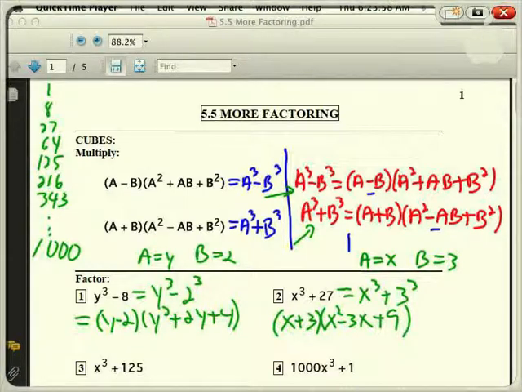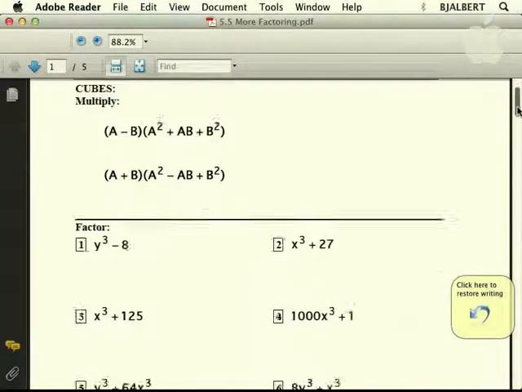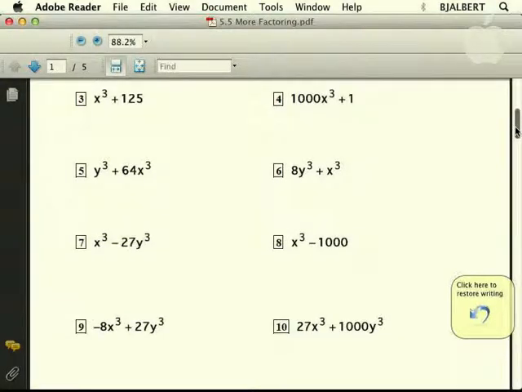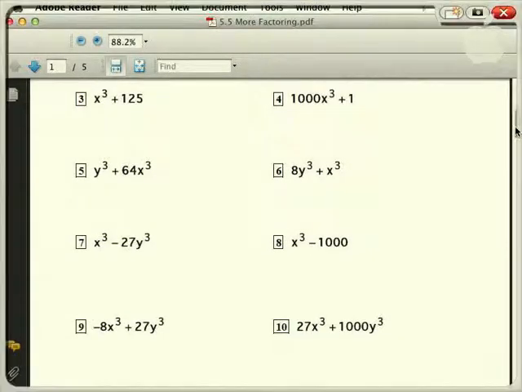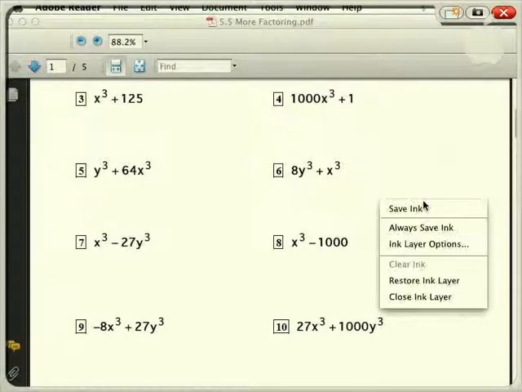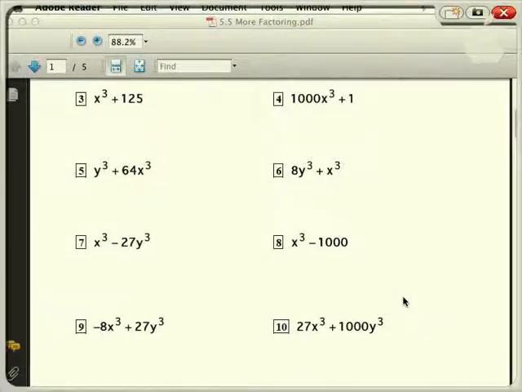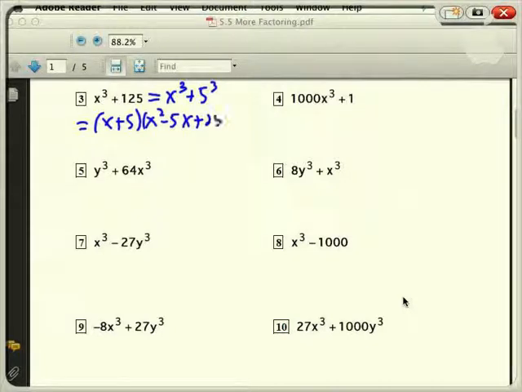Let's scroll this thing down. In number 3, this is x cubed plus 5 cubed. So this will go x plus 5 times x squared minus 5x plus 25.